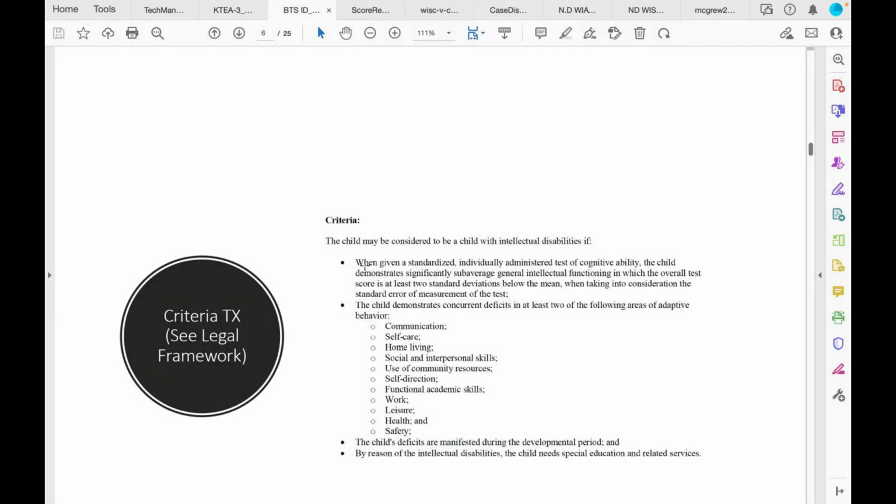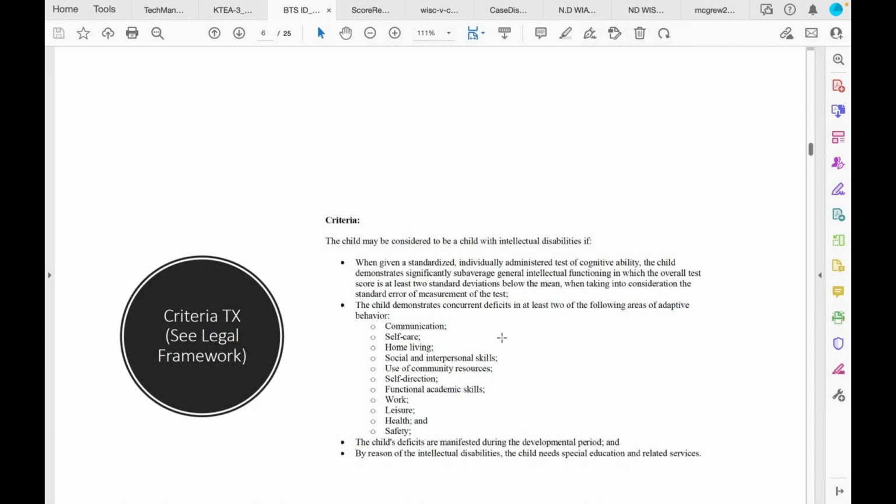All right, so here's the criteria. This is right off the legal framework. We do not copy and paste anything from TEA anymore because they weren't really happy with us and wrote a letter saying that we needed to not use their stuff for copyright issues.